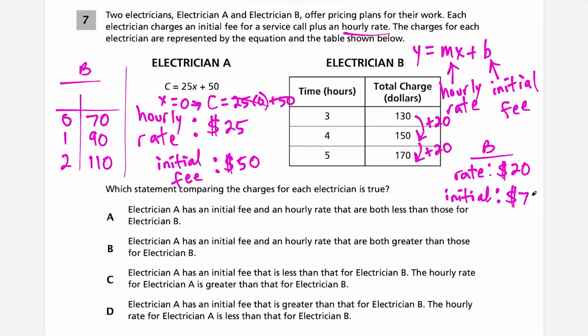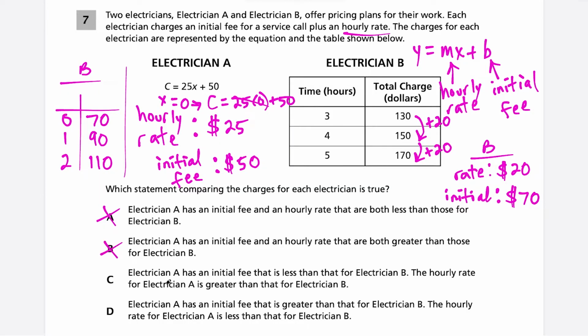Now we are ready to answer this question. So let's see here. Electrician A has an initial fee and an hourly rate that are both less than those for electrician B. Well, that's not true because their hourly rate is higher, so A is out. Electrician A has an initial fee and an hourly rate that are both greater. That's not true. Electrician B has a higher initial fee, so this one is out.